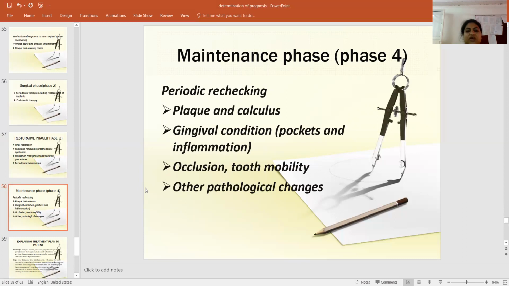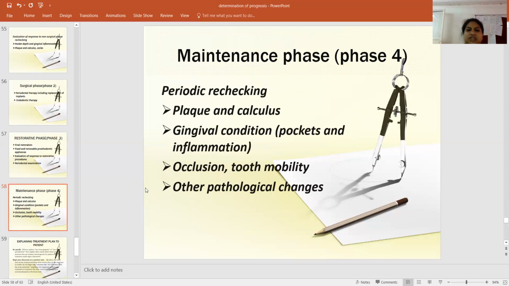If the condition is more severe, the recall period should be shorter, and if the patient is stable, the recall period can be longer. So in general terms, for patients with gingivitis, we need to recall the patients every 6 months after the completion of the treatment. And for patients with severe periodontitis, we need to recall the patients monthly.